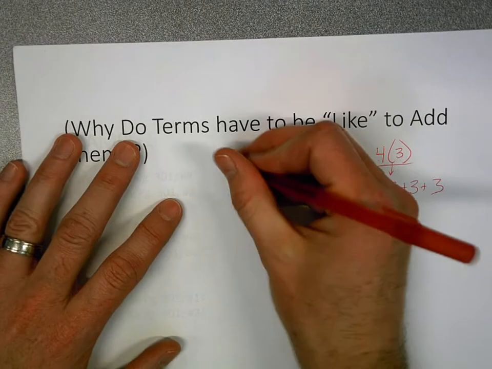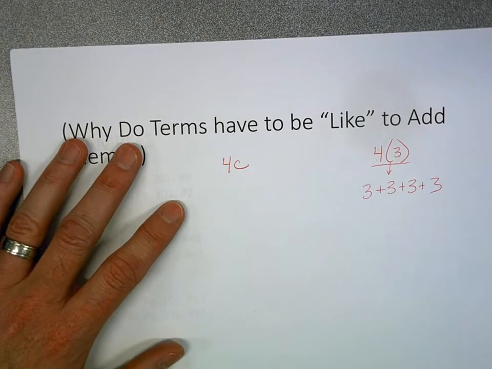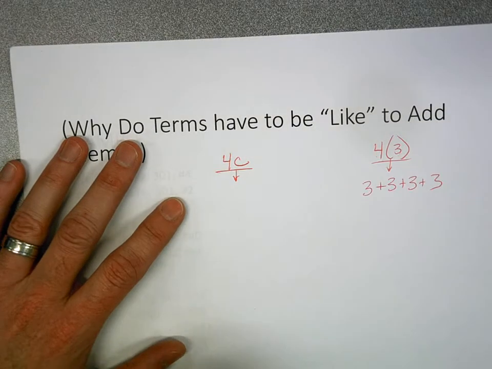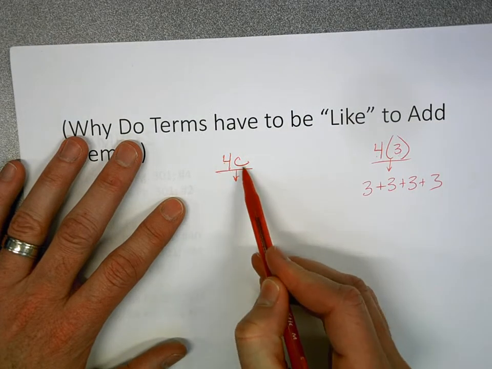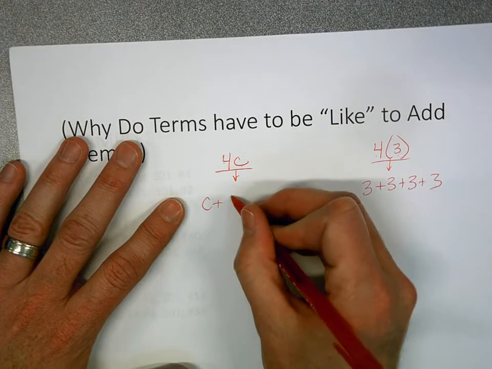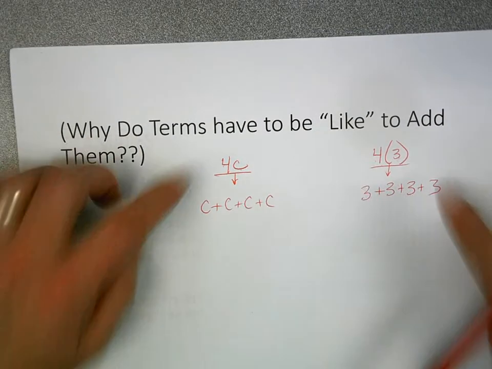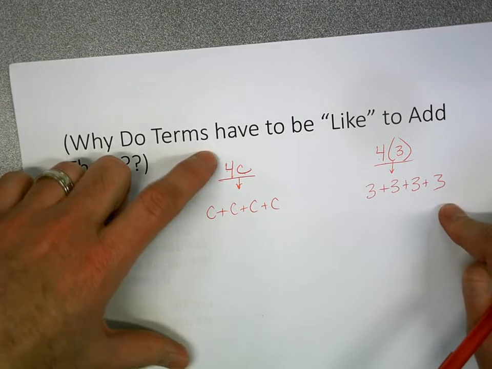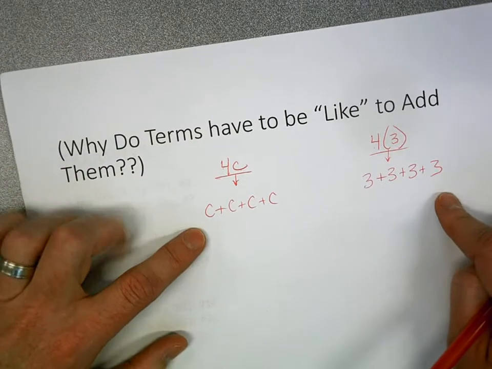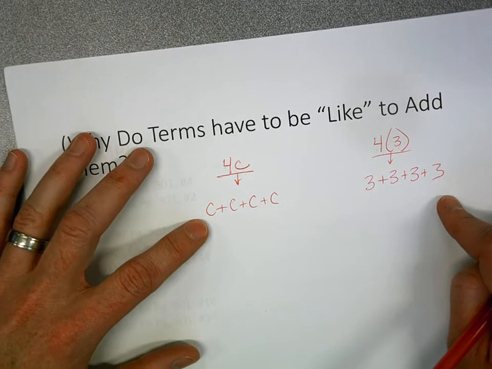Now, what about 4 times C? Well, here's what it is. It's 4 of these added together. C plus C plus C plus C. Same kind of thing. It's just a variable. Okay? So same idea.